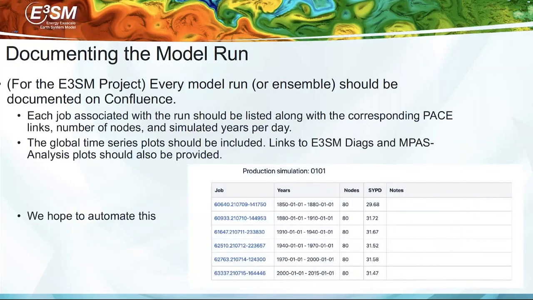And then finally, documenting the model run. This is something we definitely ask for in the E3SM project for simulation campaigns. Every model run or ensemble should be documented on Confluence on a separate page. Each job associated with the run, because it takes several submissions to get a run done, should be listed along with the corresponding PACE links and the number of nodes, which will have the number of nodes and the simulated years per day.